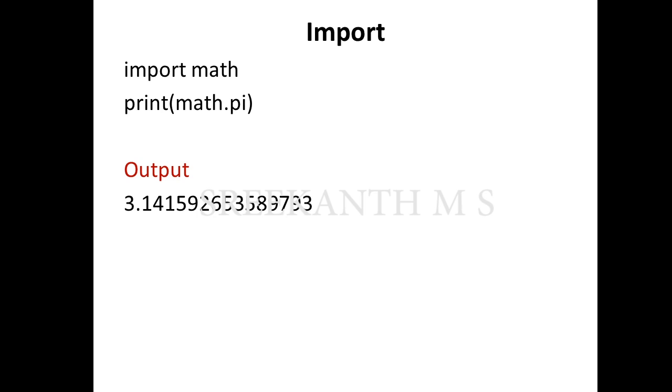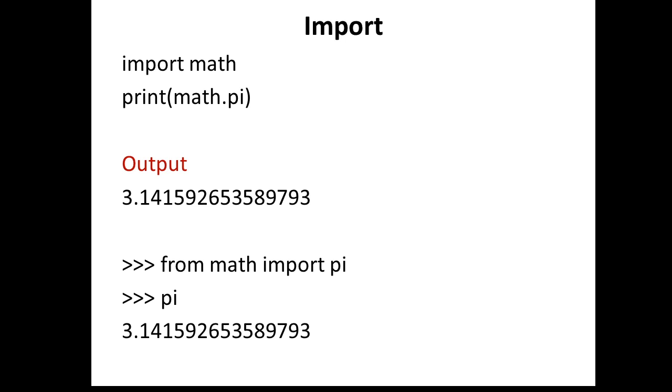There is another keyword, from, which is used to import some specific attributes. So we can also use from math import pi. With this one line we can print the value of pi, or we can use the value of pi. So instead of using two lines we can use one line to import a particular function from the math module. So math is a module, pi is a function or attribute.